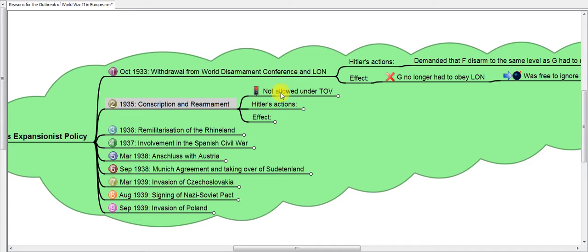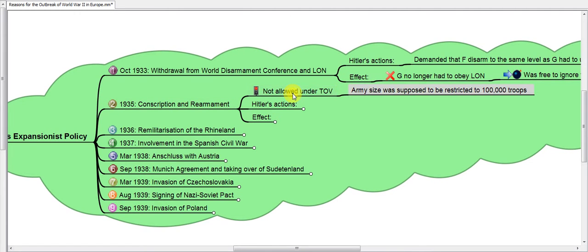The Treaty of Versailles, which again we've talked about several times. Hitler and Germany in general were not happy with the Treaty of Versailles, and this for several reasons. One of them was that they weren't happy that Germany was made militarily very weak due to the Treaty of Versailles. And under the Treaty of Versailles, conscription and rearmament were not allowed.